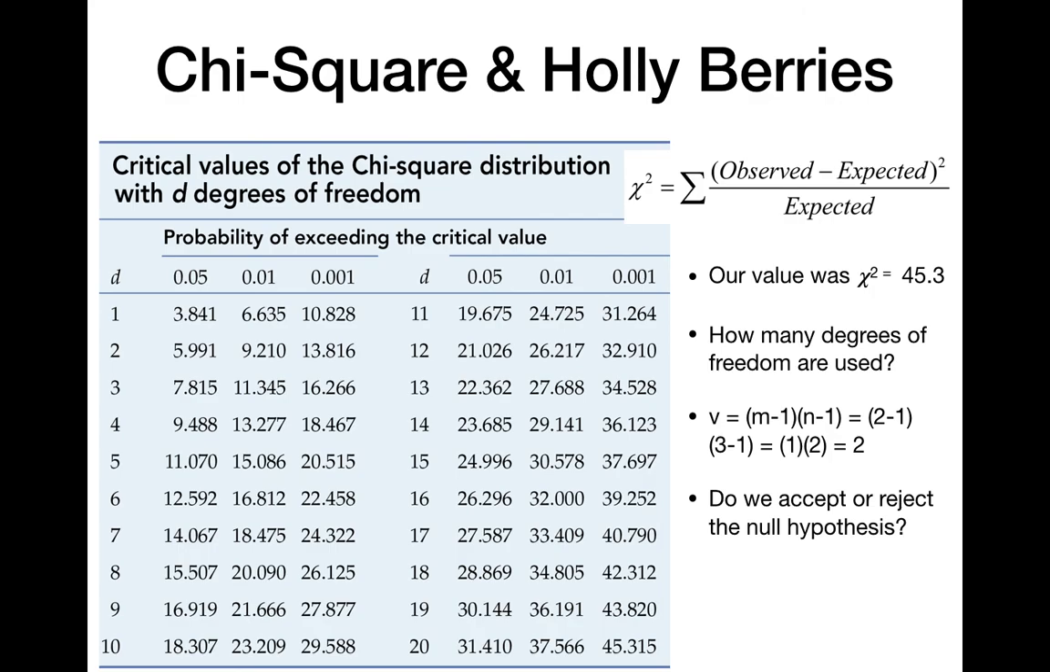So we can accept or reject. Well, if I have 2 degrees of freedom and 0.05, I have 5.991 as my critical value. So we reject. 45.3 is way above 5.991. So the variables are related. There is a connection between shade and sun and the number of seeds in the berries.